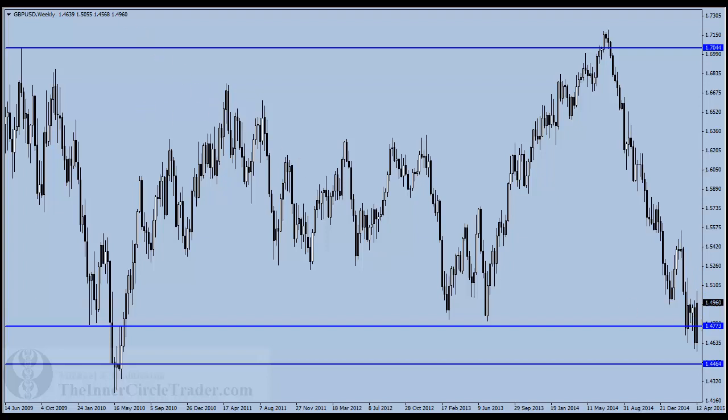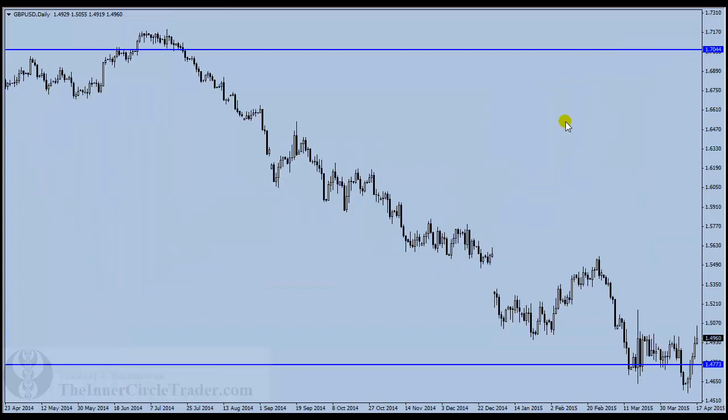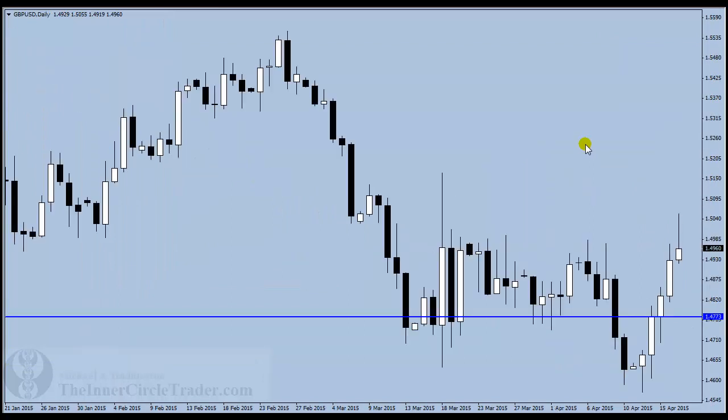So now let's go and look at a time frame lower than the weekly, and that would be the daily. Okay, and let's zoom in a little bit on this one. All right, so now we have this level that we've highlighted on the higher time frame. Okay, and we moved into a consolidation. Now prior to this move down here, the range was this low and this high.